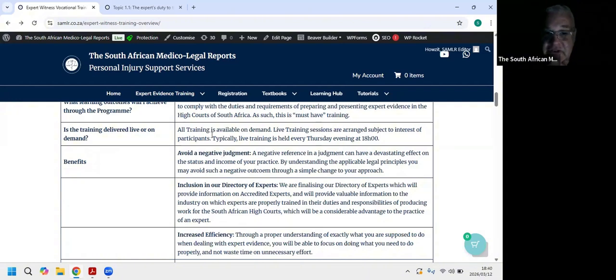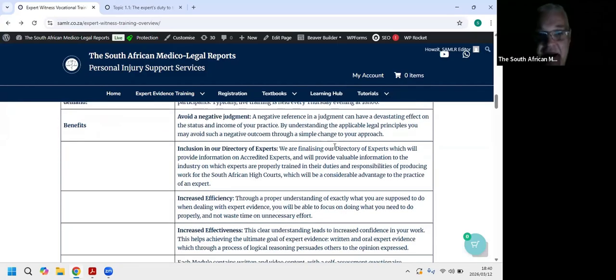The training is delivered live and on demand. Live training sessions are arranged subject to interest of participants. Typically, live training is held every Thursday evening at 6 o'clock, such as this training. So every Thursday evening, we will have our live training for this course. We will then go through the week's work that has been posted.